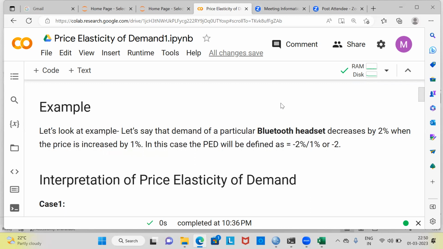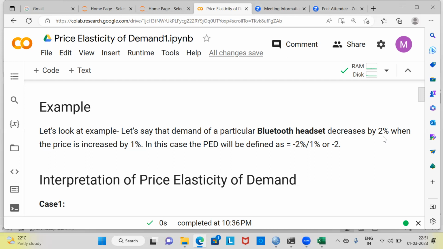In this hypothetical situation, let us say that the demand of a particular Bluetooth headset decreases by 2%. The operative word here is decrease by 2%. So demand will be minus 2% when the price is increased by 1%. So delta price is plus 1%. On the other hand, delta demand is minus 2%.